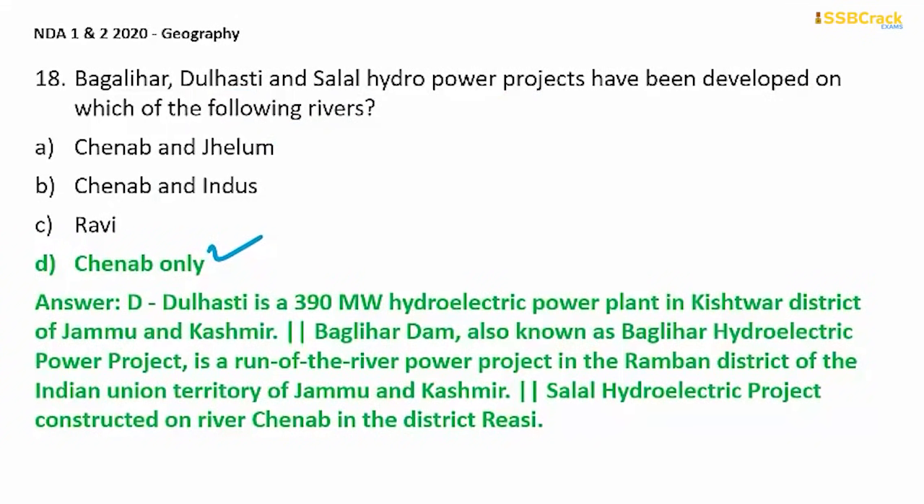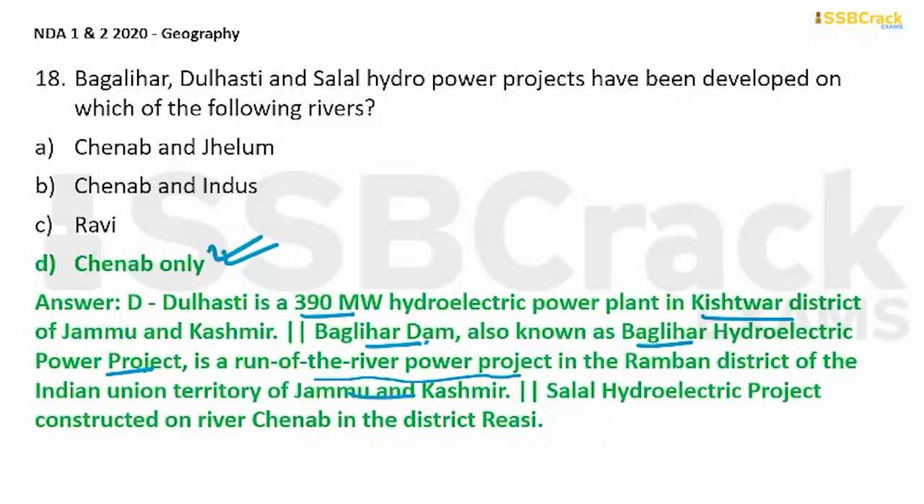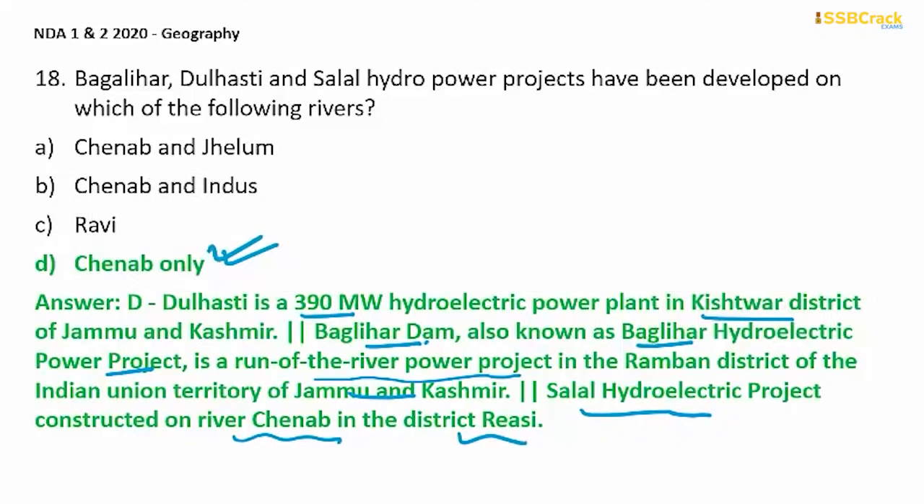All these three hydropower projects, for example, Dulhasti, which is a 390 megawatt hydroelectric power plant, is present in Kishtwar district. This is also situated on the Chenab. Then Baglihar Dam, which is also known as Baglihar Hydroelectric Power Project, is a run-of-the-river power project, based upon the Chenab River in the Ramban district of Jammu and Kashmir. Then Salal Hydroelectric Project, which is also constructed on River Chenab in the district of Reasi of Jammu and Kashmir. So these were all power projects developed only on the Chenab River.